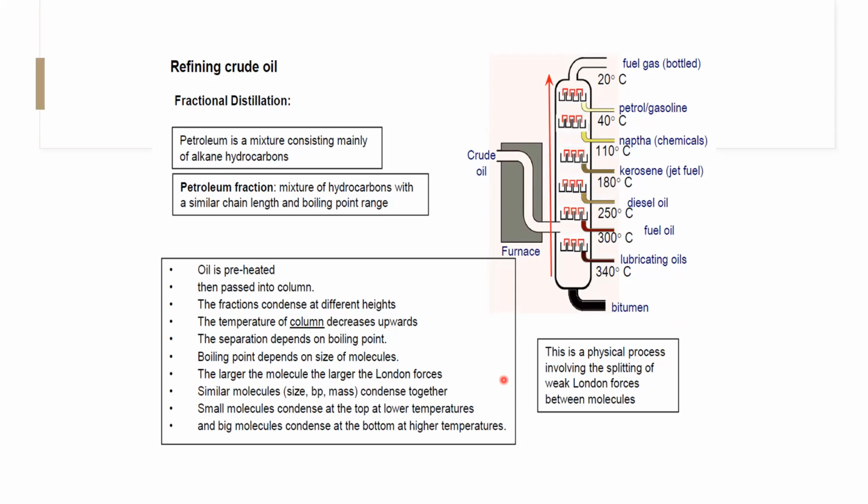Weak van der Waals force or London dispersion force, this is the same force which we see between the molecules. And similar molecules will condense at the same temperature, and smaller molecules will condense at the top at lower temperature. And big molecules will condense at the bottom of the furnace at high temperature. So this is how we obtain the fractions from the crude oil.